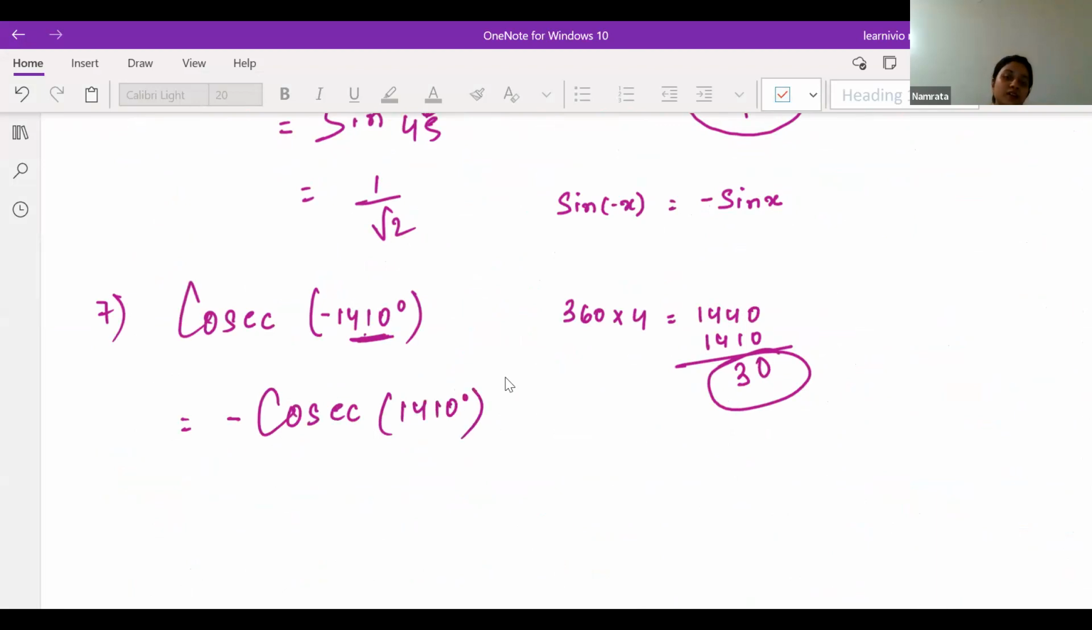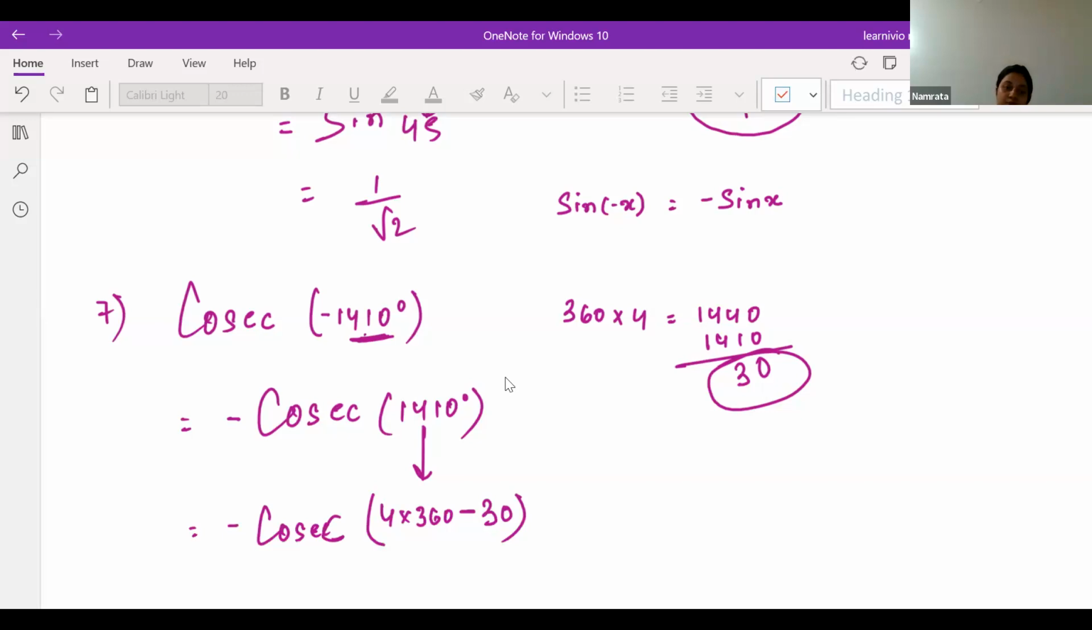Now we have learnt how to break it. We can break it like 4 into 360, that is 1440. If we subtract 30 from there, then we will get this angle 1410. Is it clear to both of you? This much, yes, so far is it clear?